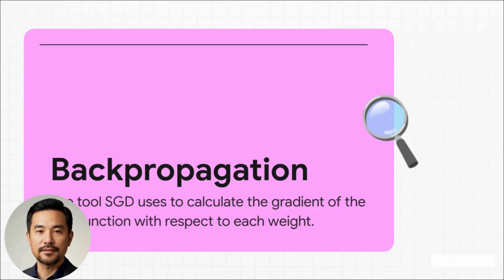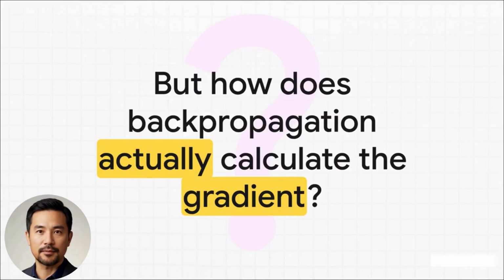And that brings us to backpropagation. This right here is the star of our show today. It's the specific, incredibly efficient algorithm that SGD uses to calculate that gradient. It's the thing that tells the network exactly how to nudge every single one of its connections to get just a little bit smarter.